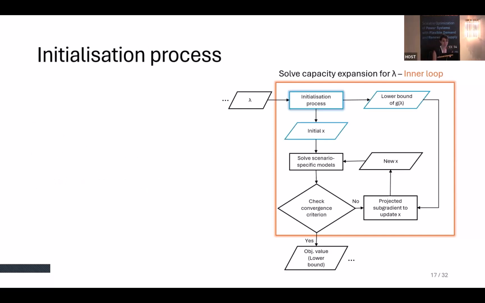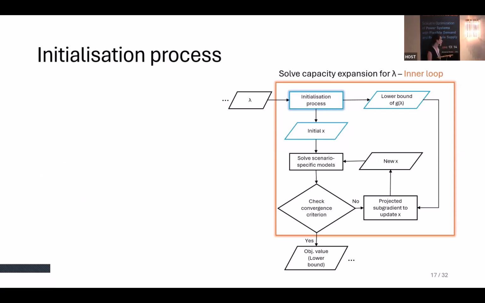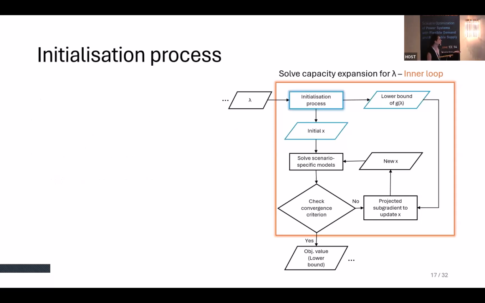For the initialization process, we will use the wait-and-see solution. The wait-and-see solution is going to be a lower bound to the problem. So this is how we deal with this. The reason we require the lower bound is because we use the Polyak step size. So again, it's a necessary step to take.